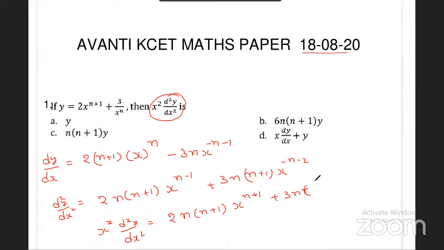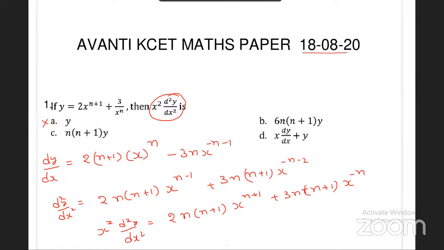and then we have n plus 1 as it is, and this is x to the power minus. So this is what we should do. Now you can check which of the following options matches or not. Anything quite similar? Is this equal to A, the first option? No, right. This is not y. So option A we can eliminate.